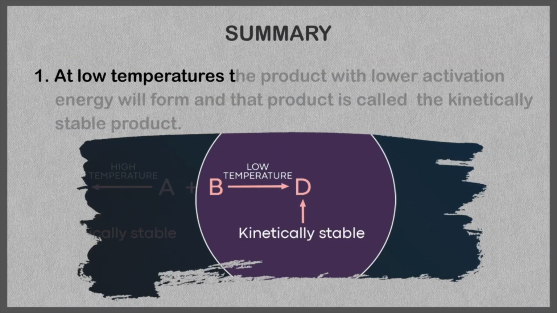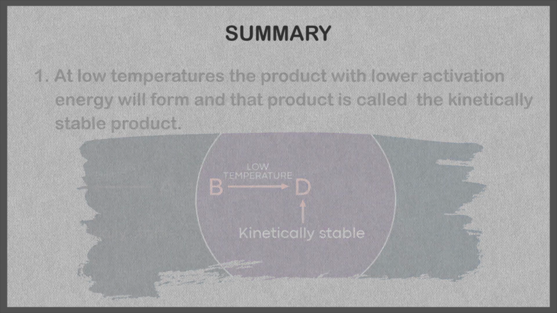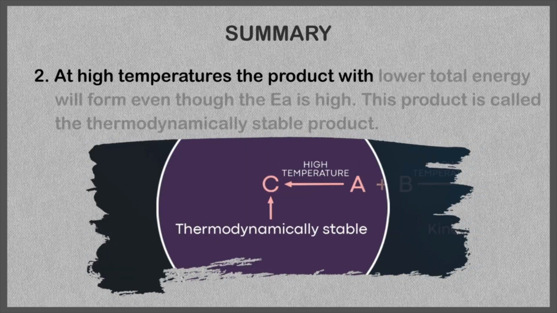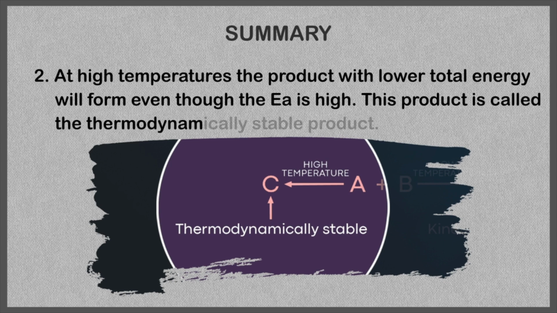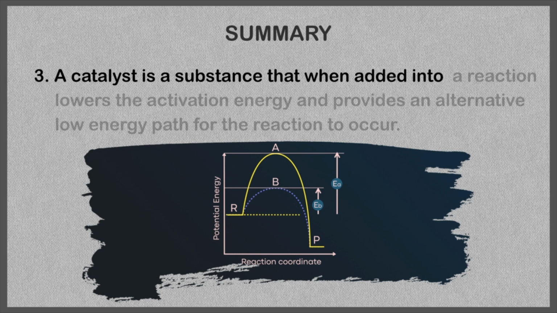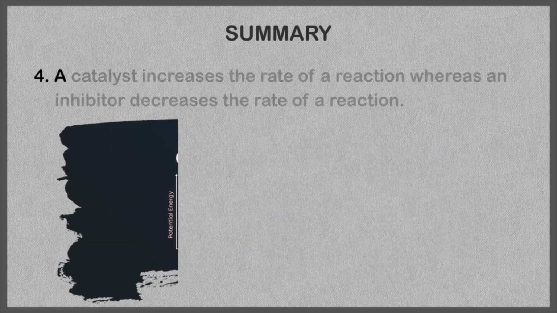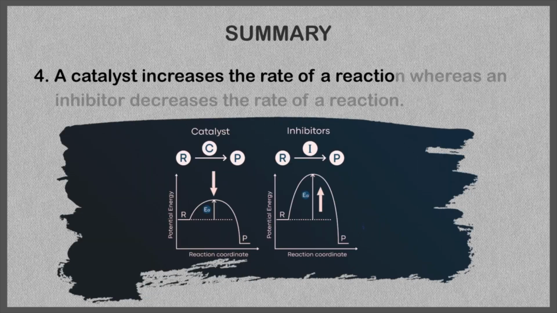At low temperatures, the product with lower activation energy will form, and that product is called the kinetically stable product. At high temperatures, the product with lower total energy will form even though the activation energy is high. This product is called the thermodynamically stable product. A catalyst is a substance that, when added into a reaction, lowers the activation energy and provides an alternative low energy path for the reaction to occur. A catalyst increases the rate of a reaction, whereas an inhibitor decreases the rate of a reaction.